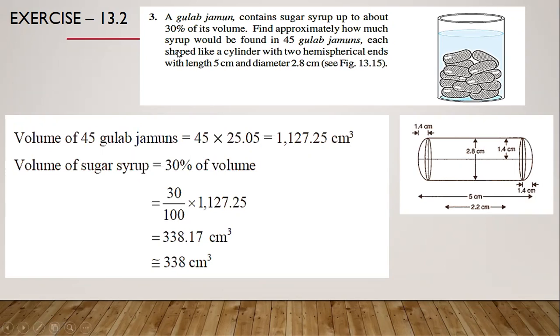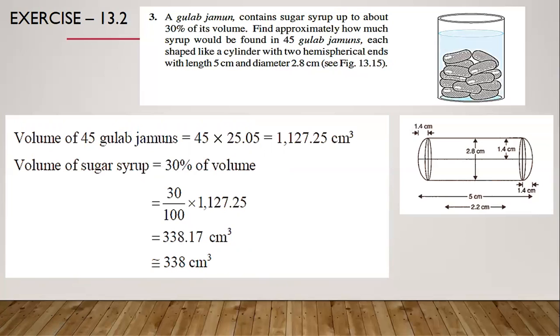Now what do we actually have to find? Find how much syrup would be there. Now what is the information on syrup? 30% of the volume will be syrup. So the volume of the sugar syrup will be 30% of the 45 gulab jamun volume. So 30 by 100 of 1127.25, which we had found here. We'll get 338.17 or approximately 338 centimeter cube. So this much sugar syrup is found in 45 gulab jamuns.